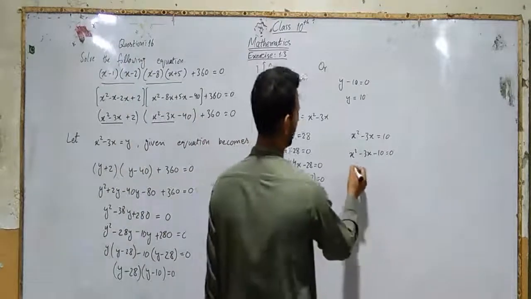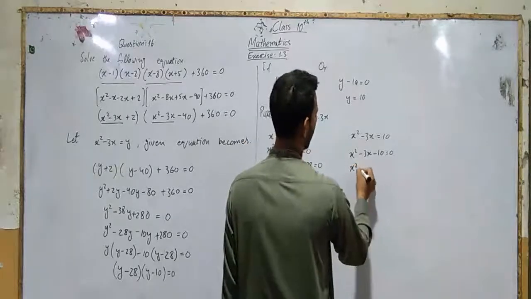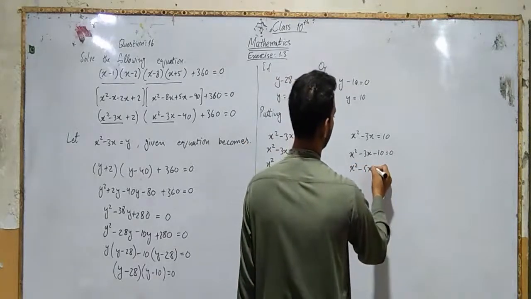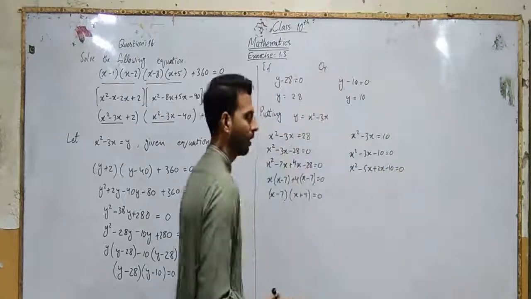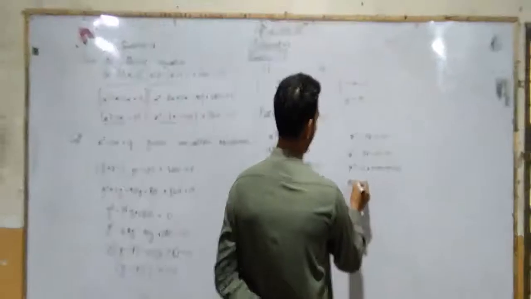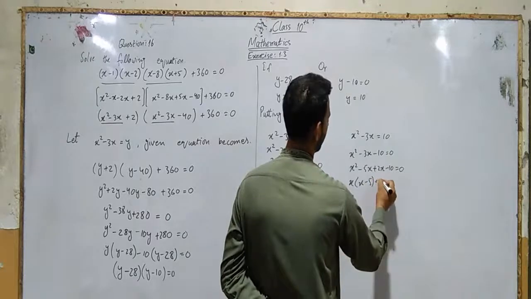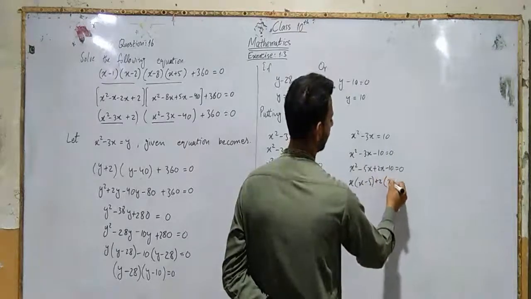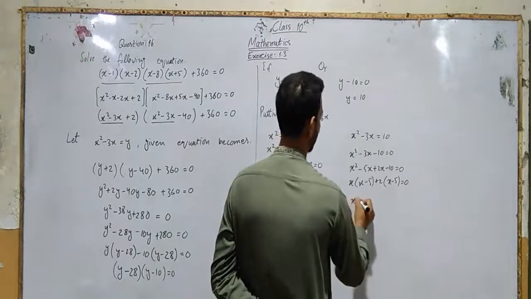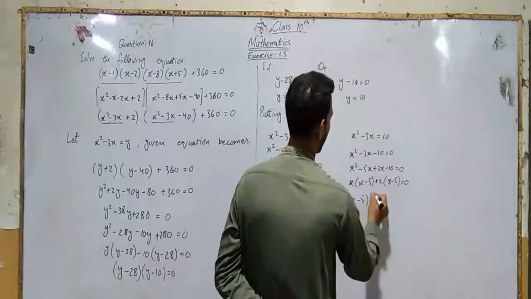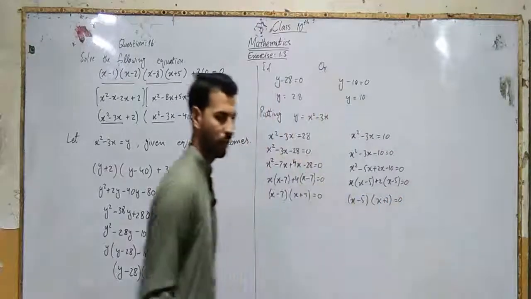Here we have 2 fives are 10. So x squared minus 5x plus 2x minus 10 equals to 0. Then we will have x common. So x minus 5 here, plus 2 common and x minus 5 here, equals to 0. So x minus 5 and x plus 2 are equal to 0.